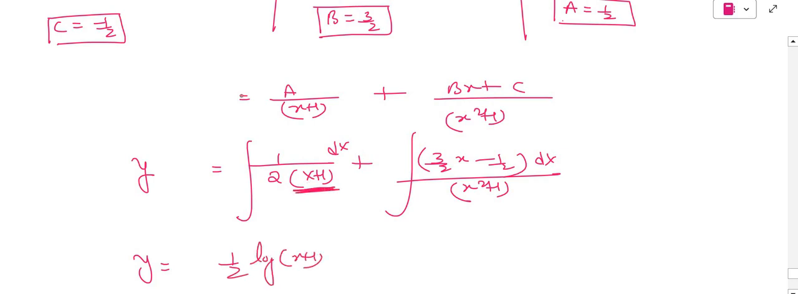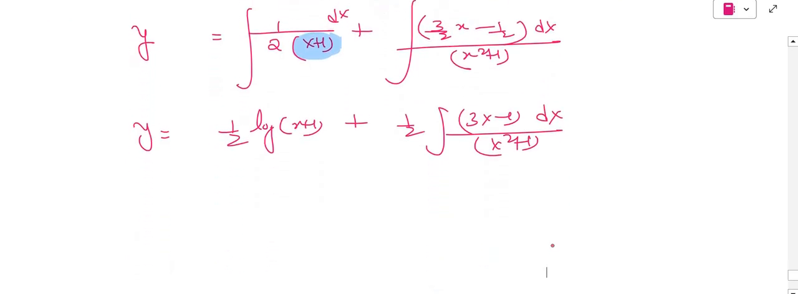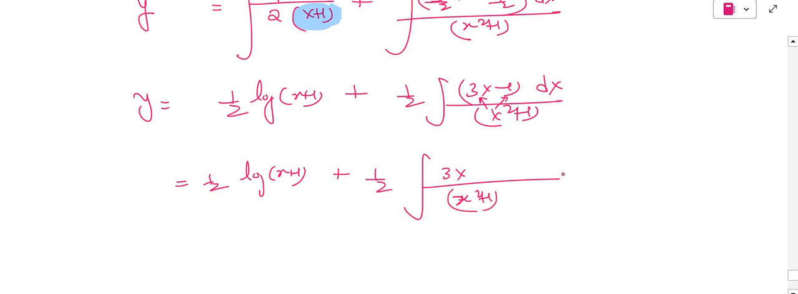Whenever there is a linear equation in the denominator, we have what? We have just log, plus this we can write 1 by 2 common. So this is integration of 3x minus 1 by x square plus 1 dx. I think you all know how to integrate it. Or let me just quickly do it. 1 by 2 log of x plus 1, 1 by 2. Can I separate it out? This one will go to both. Okay, so 3x by x square plus 1 minus half integration of 1 by x square plus 1 dx.